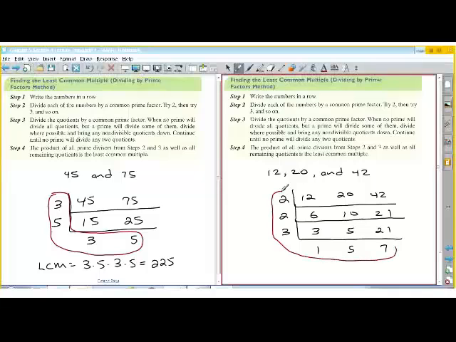Once you get to the answer, I can't divide any of them by the same number, then I'm done. So my least common multiple is 2 times 2 times 3 times 5 times 7, which is 420. And again, if I take the 420 and divide that by these three numbers, you'll see why that makes sense.